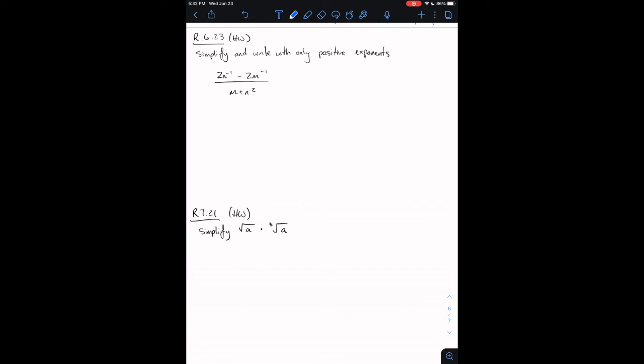So the first problem here says simplify and write with only positive exponents. So you learned, or you should have learned, that anything to a negative power is the same as 1 over that thing. Specifically, a to the negative n is equal to 1 over a to the n.